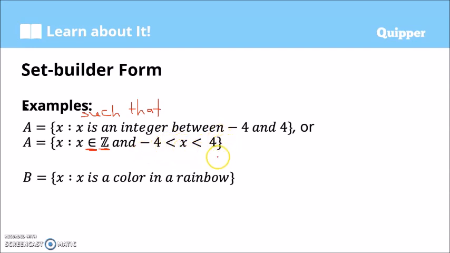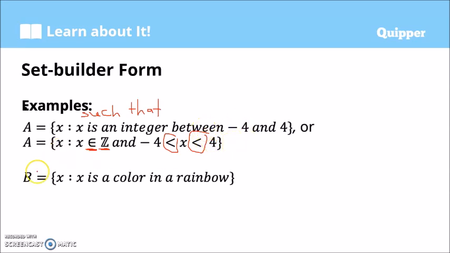And then closing brace. Take note that we have here less than. Okay? Less than. So, meaning, hindi kasama si -4. If we are going to list or identify the elements, we start at -3. Hindi din kasama si +4, meaning hanggang +3 lang yung elements ng set A.